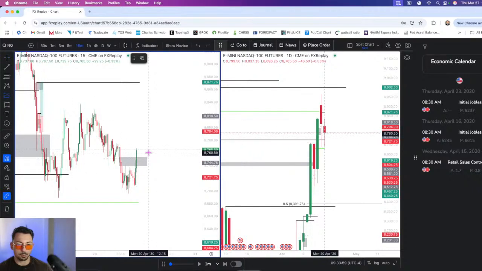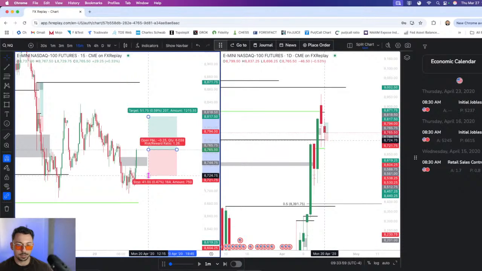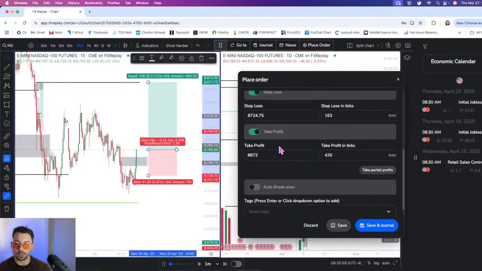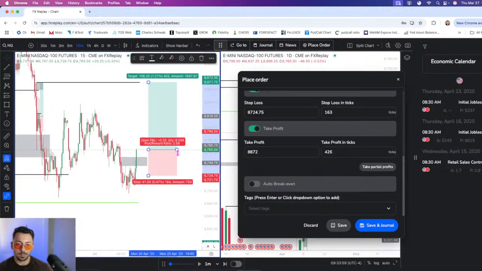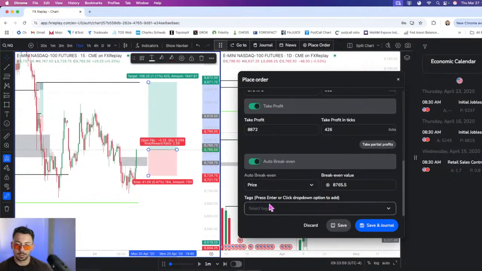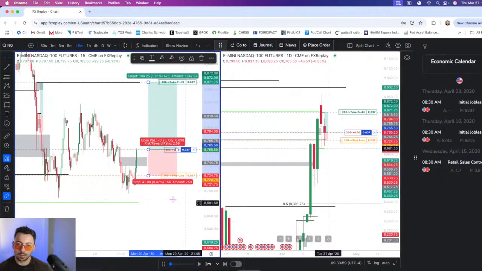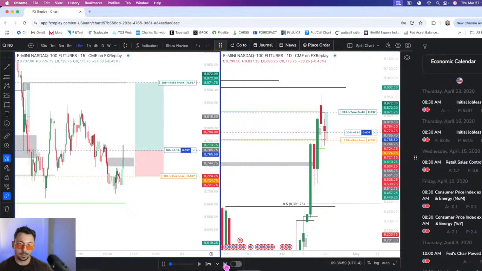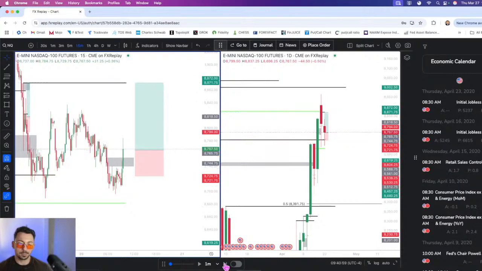You know what? Let's try it with really small size. How about that? We'll try it with super small size. Do 0.3. Auto break even at 8782.25. Okay, let's see what happens here. Okay, so my stop is at break even now. And stopped out.